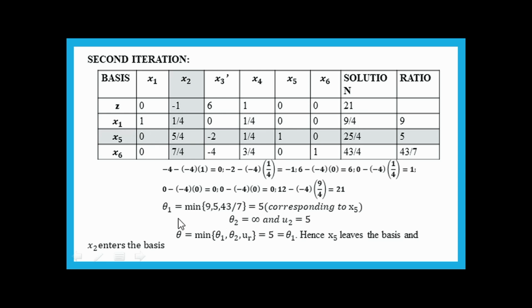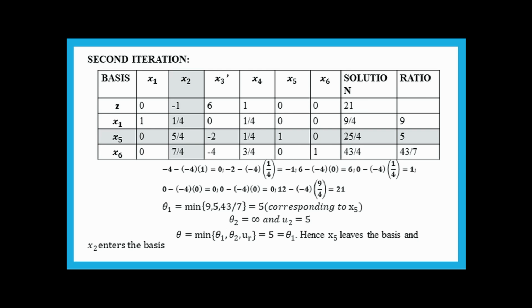Here theta 1 is equal to minimum of 9, 5, 43 by 7, which is equal to 5, which is corresponding to x5. And theta 2 is equal to infinity. u2 is the upper bound of x2, which is equal to 5. Therefore, theta is equal to minimum of theta 1, theta 2, u, which is equal to 5, which is equal to theta 1. Here you can use the simplex method. Therefore, we get x5 leaves the basis and x2 enters the basis.